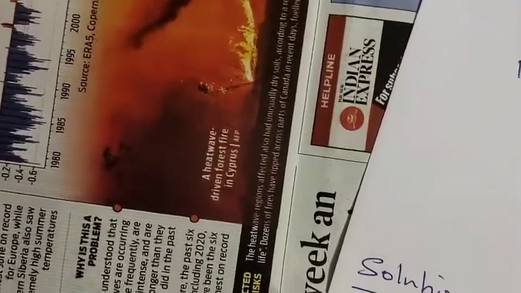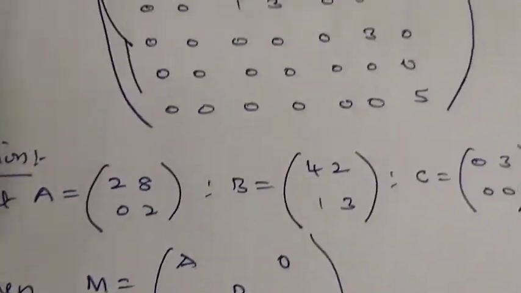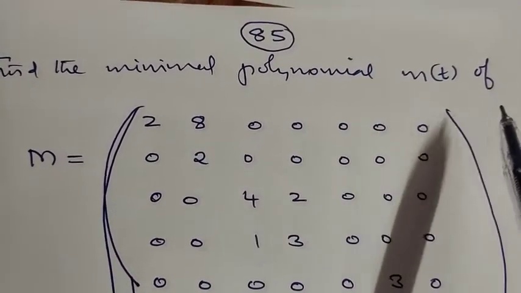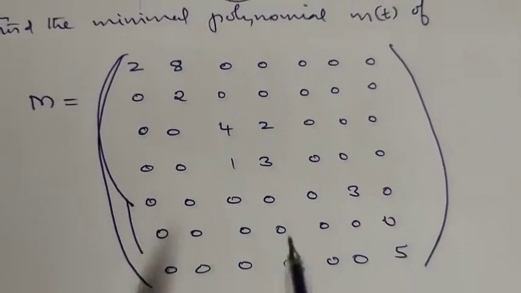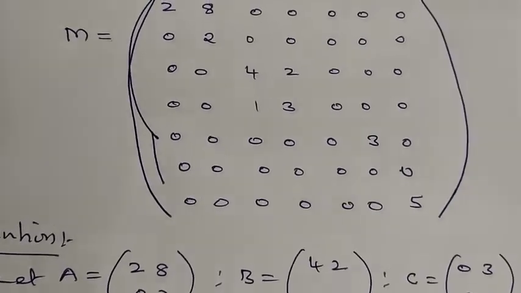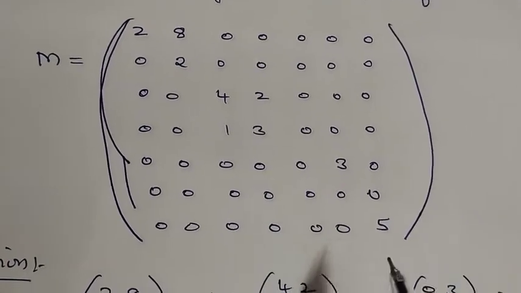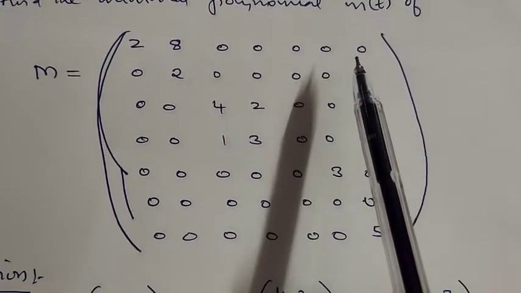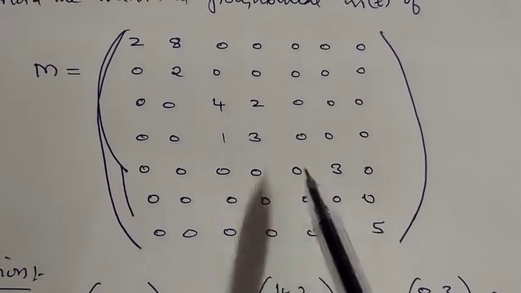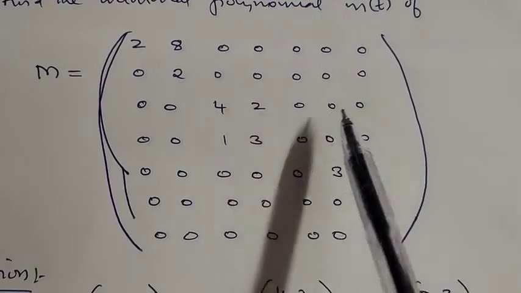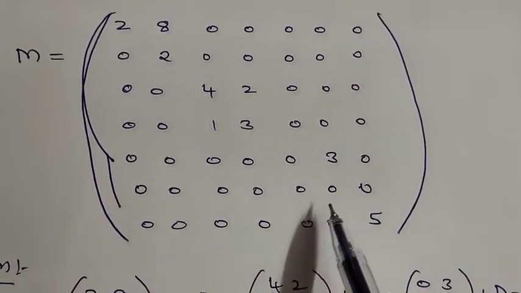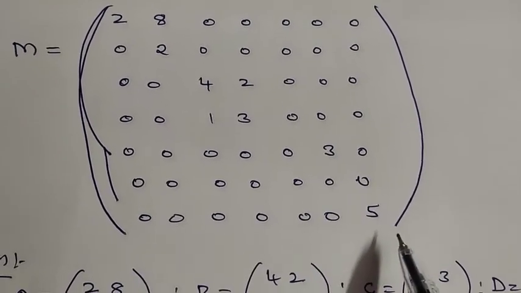Next, see here. Find the minimal polynomial m of t of M, which has entries like the following. Though the matrix will look big in size, it is very simple. It is a 7 cross 7 matrix containing entries like 2, 8, 0, 0, 0, 0, 0, then 0, 2, 0, 0, 0, 0, 4, 2, 0, 0, 0, 0, 1, 3, triple zeros, 0, 3, 0, and all are zeros, and the last element is 5.